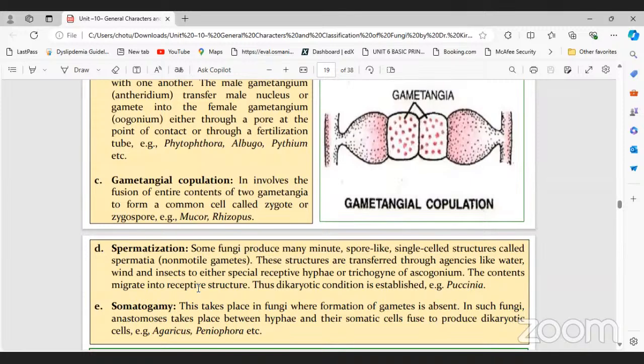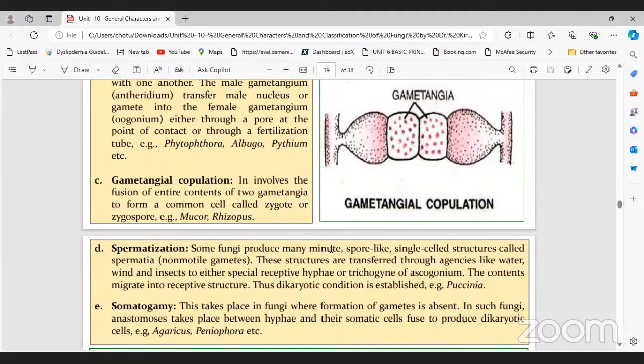Coming to another one, spermatization. This occurs in some Ascomycotina, the best example being Neurospora, a laboratory fungus, and in Basidiomycotina such as Puccinia. Here, minute conidia-like male gametes called spermatia are produced on spermatiophores, borne externally on hyphae or inside cavities called spermogonia. On contact with the female organ, the spermatia empty their contents through a pore.